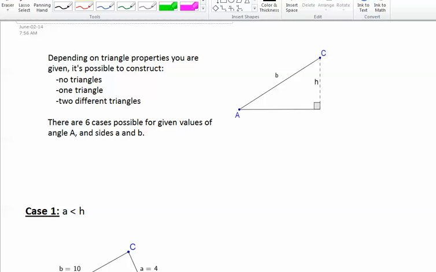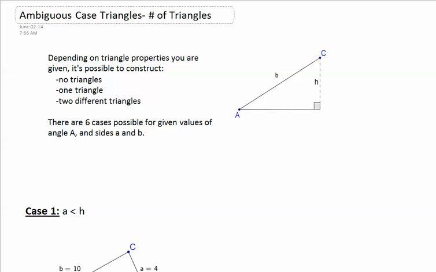In this lesson, you're going to learn about ambiguous cases with triangles and the different numbers of triangles that can be formed. Ambiguity means that the information given doesn't give enough detail to know for certain what's happening. Depending on the properties of a triangle that you're given, it's possible that you may be able to construct no triangles at all, or one specific triangle, or two different types of triangles.